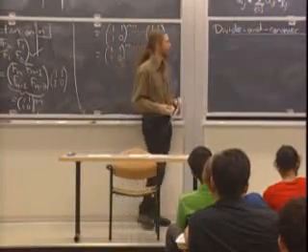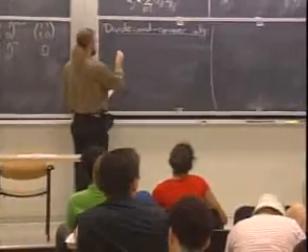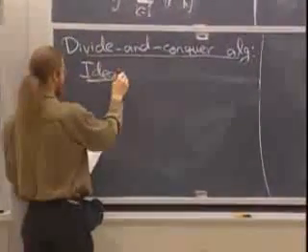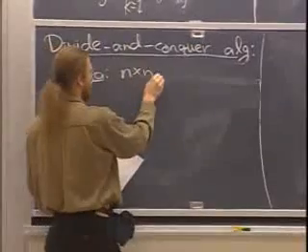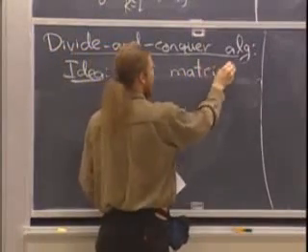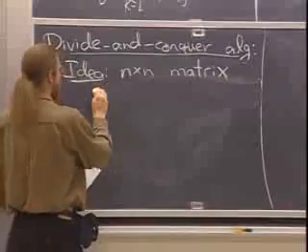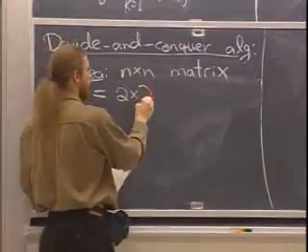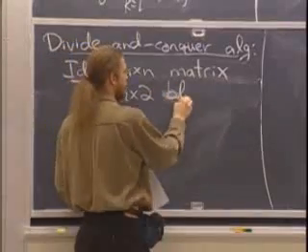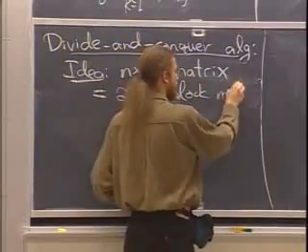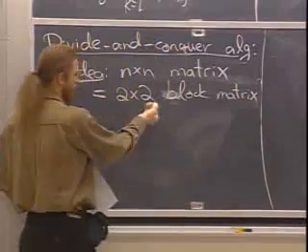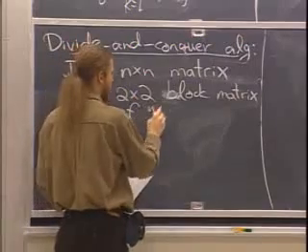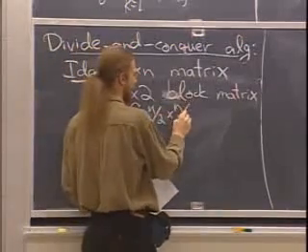Block form of the matrix, indeed. That's the right answer. So this is the first divide and conquer algorithm. This will not work, but it has the first idea that we need. We have an n by n matrix. We can view it, this equality is really the same thing, as a 2 by 2 block matrix where each entry in this 2 by 2 block matrix is an n over 2 by n over 2 submatrix.